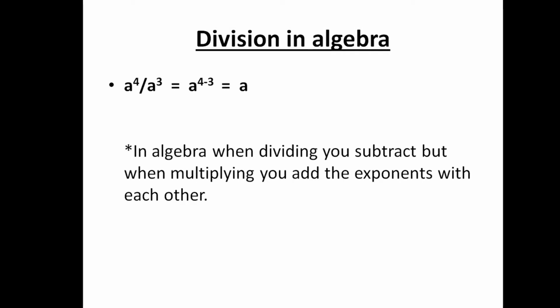With division, you subtract. You say A to the 4th power divided by A to the 3rd, which will be equal to A to the 4 minus 3, which equals A. In algebra, when dividing, you subtract the exponents if the variables are the same. But when multiplying, you add the exponents with each other once the variables are the same. And you'll see that in my explanation as we move along in the video.